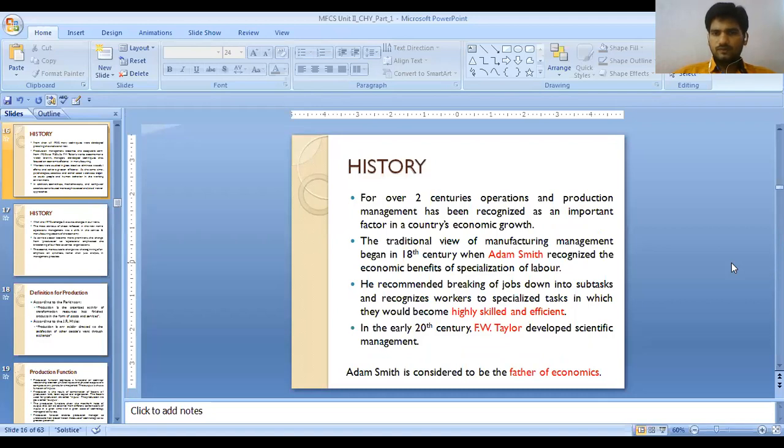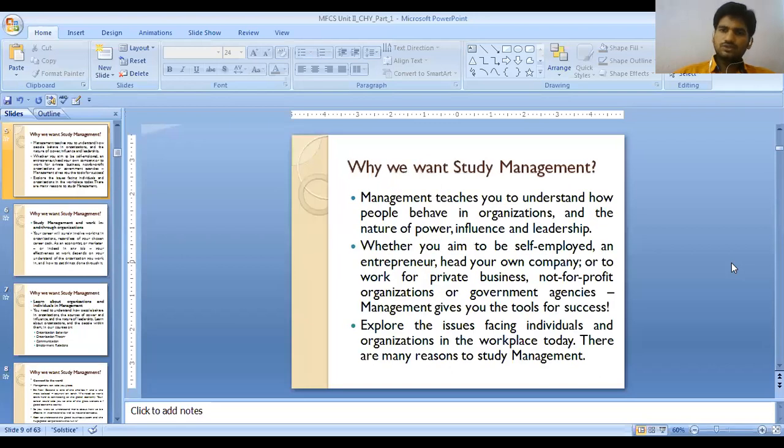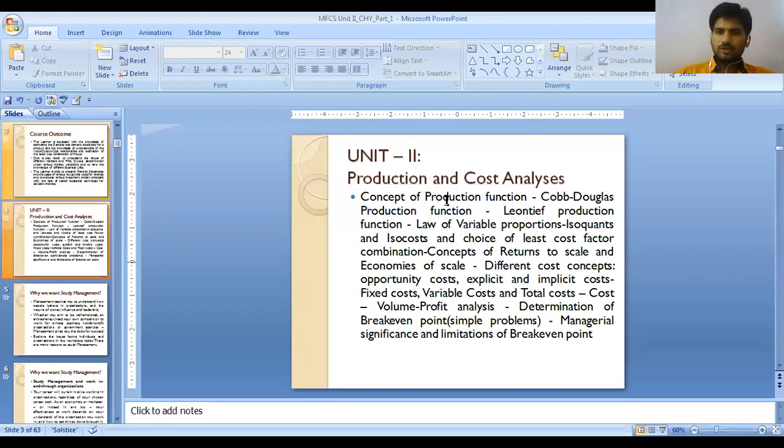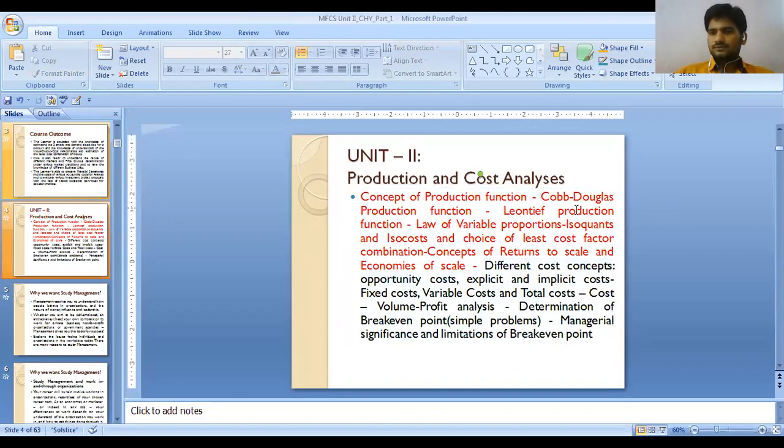Unit 2. This is unit 2. So here the concept of production function, the isoquants and the combinations, up to this is one part, and the second one is about the concept of cost, about sales, everything is about the second part. But tomorrow we will complete this first part, and the second part we will start next week.